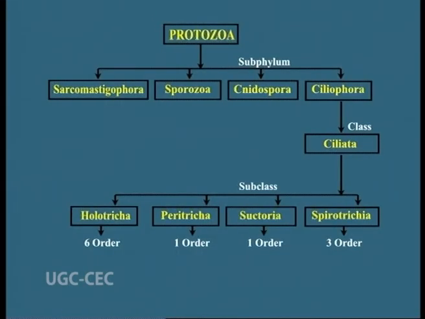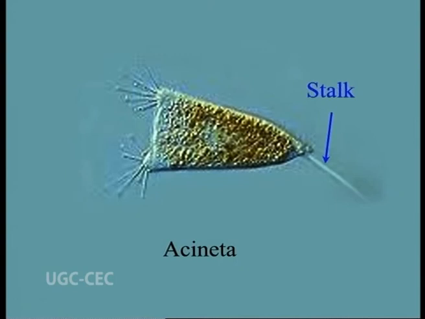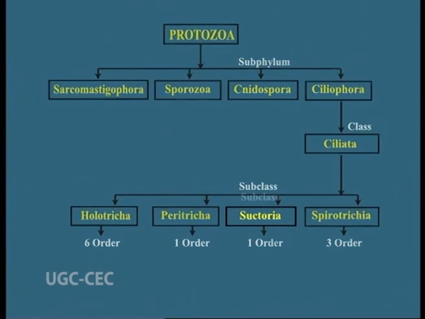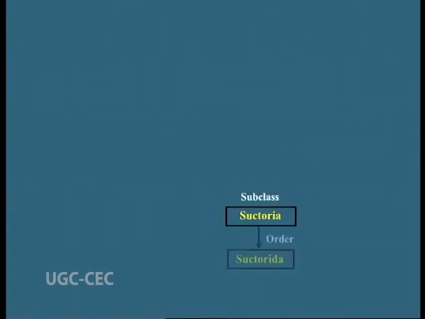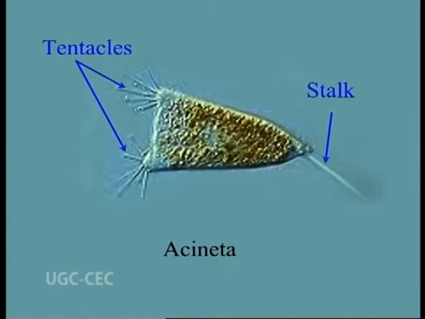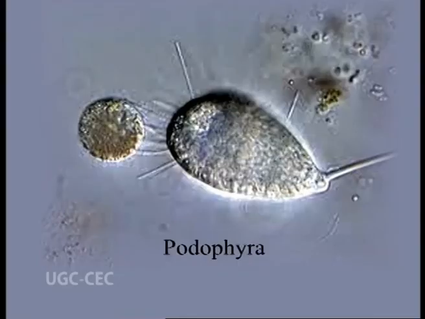Subclass Suctorida. They are sessile, stalked ciliates with the distal end bearing few to many tentacles. Ciliature absent in the adult stage. Order Suctorida, and examples are Acineta, Ephelota and Podophrya.